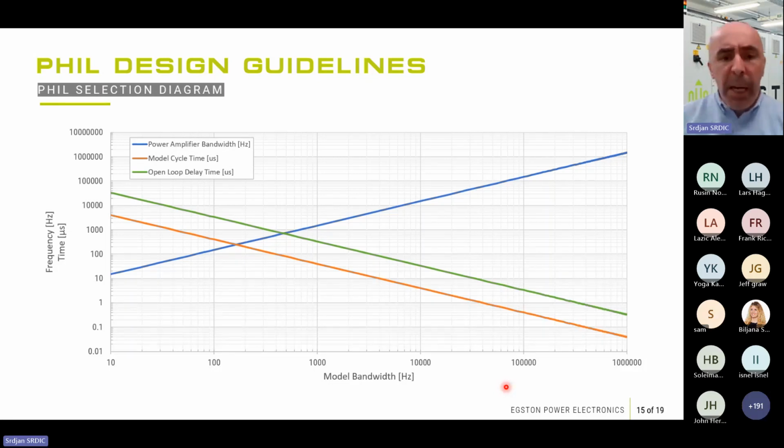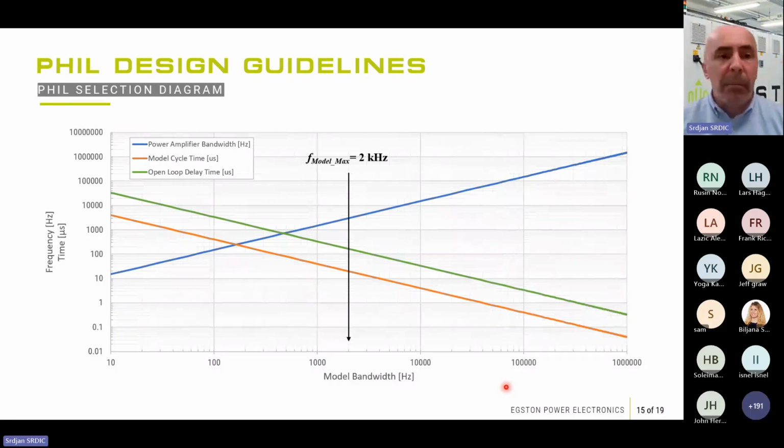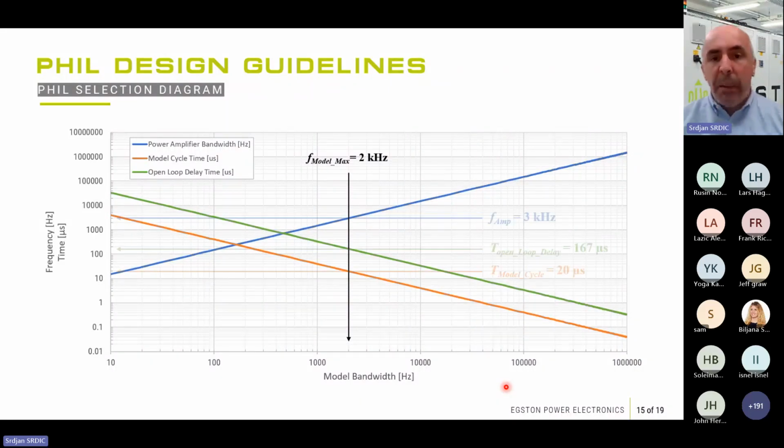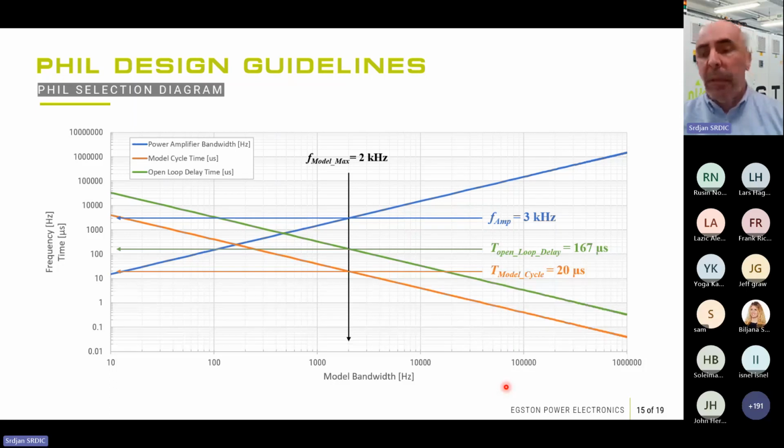So basically, let's say that we have a model with a bandwidth of 2 kilohertz. Now the question is, what is required? How do I determine all these values: power amplifier bandwidth, model cycle time, and open loop delay time? We can get that relatively simply by checking these cross sections with these lines, and then we can see here that for the model with the bandwidth of 2 kilohertz, we would need the amplifier bandwidth of 3 kilohertz. The open loop delay should be less than 167 microseconds, and the model cycle time should be around 20 microseconds.